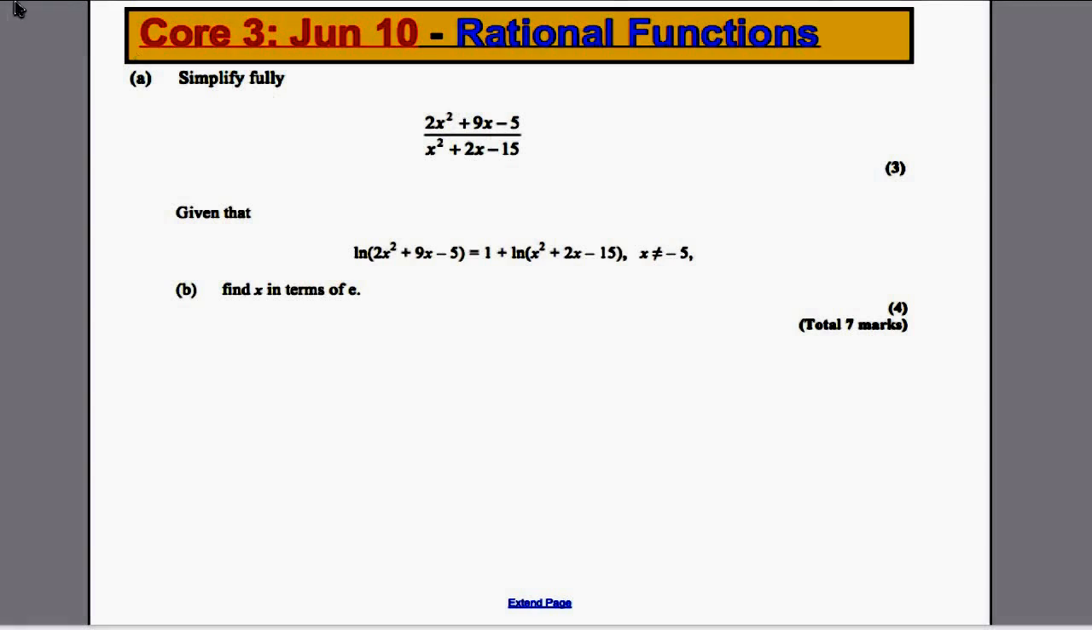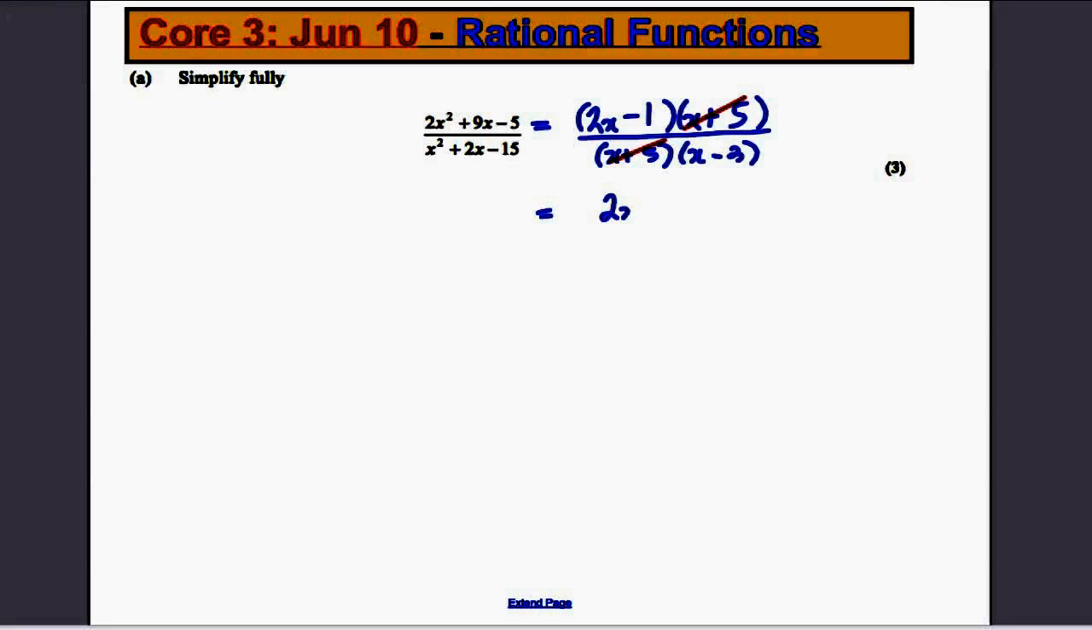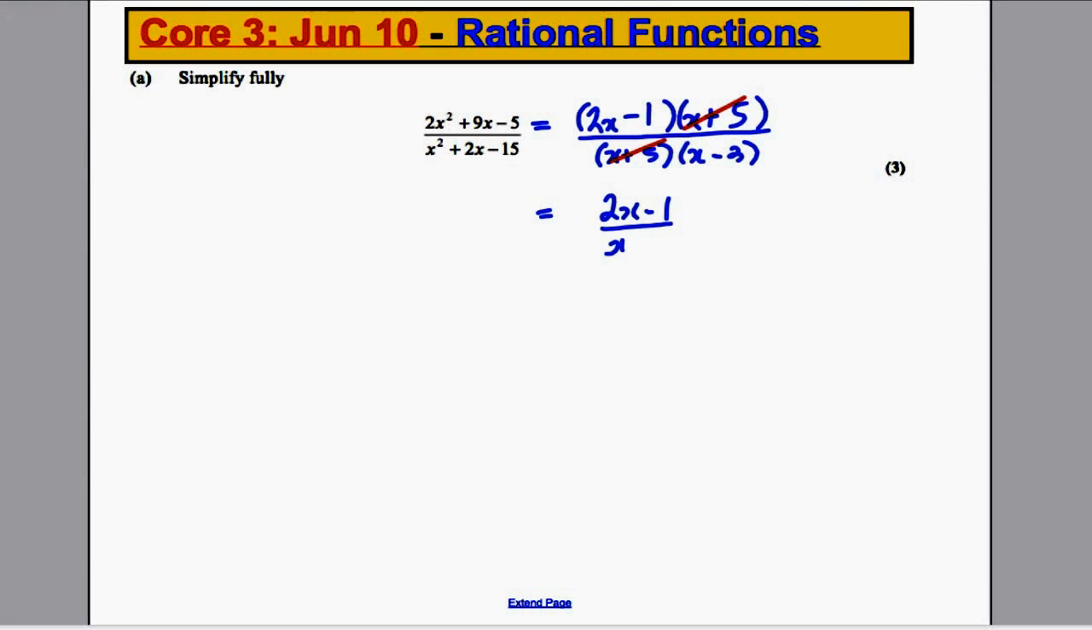Okay, let's do part A. We're going to simplify this. Same old stuff. Factorise top and bottom. How does it factorise? It factorises as 2x subtract 1 times x plus 5, all over x plus 5 times x subtract 3. The x plus 5's cancel. Done. And we get ourselves 2x subtract 1 over x subtract 3. And that's it. We're done. So that's a very straightforward 3 marks.